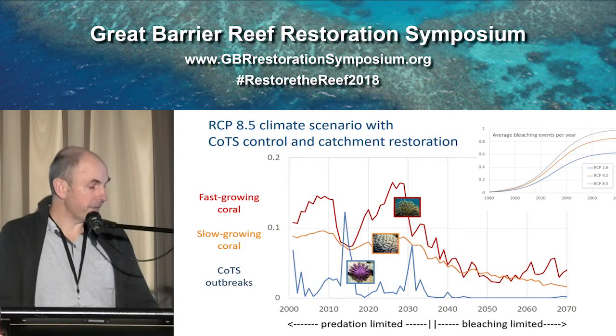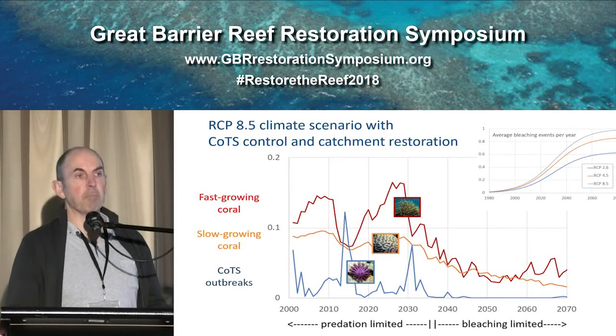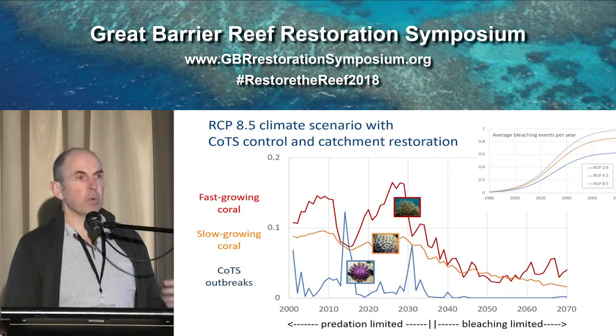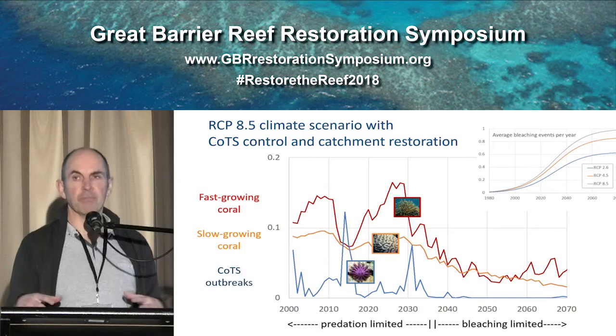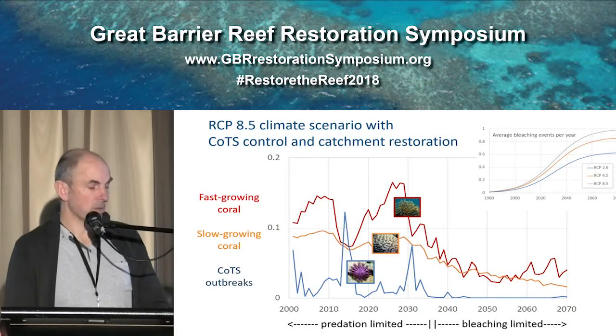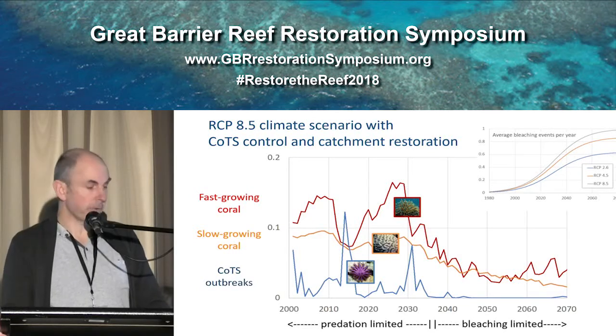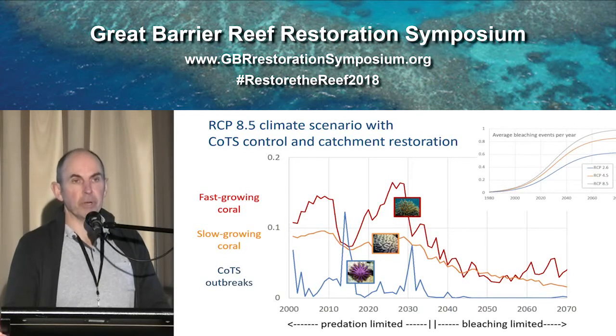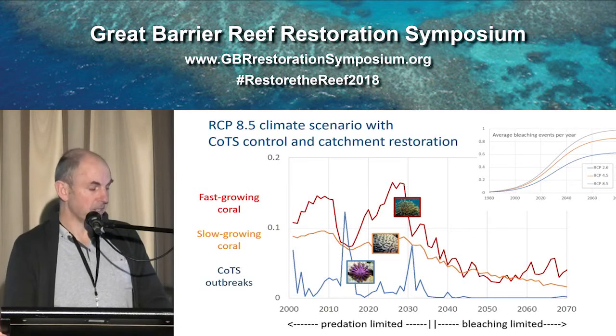If you look at the main graph there, this is an example of one simulation. When we come to the other results, the model is always presented in terms of an ensemble because of the large uncertainty and stochasticity in the response of the system. But there are a few things you can see in this model outcome. The red is fast-growing coral, the orange is slow-growing coral, and the blue is CoTS: what proportion of reefs have CoTS outbreaks on them at any time?